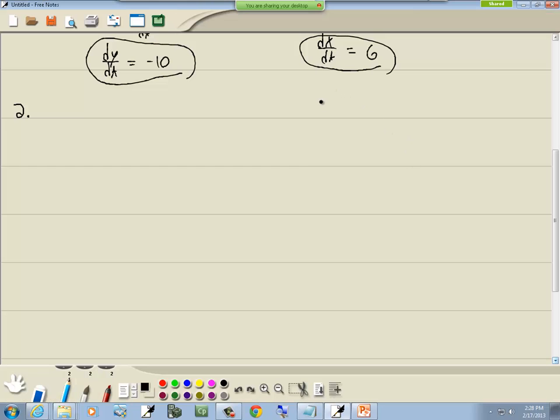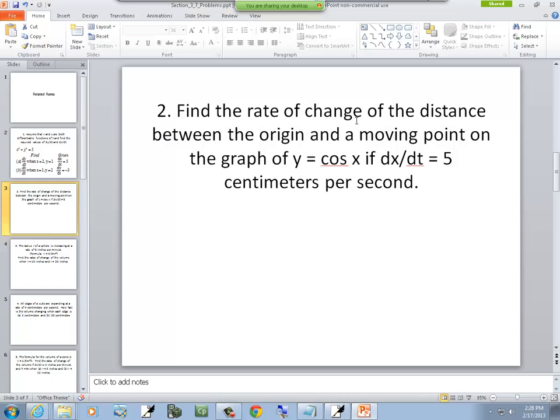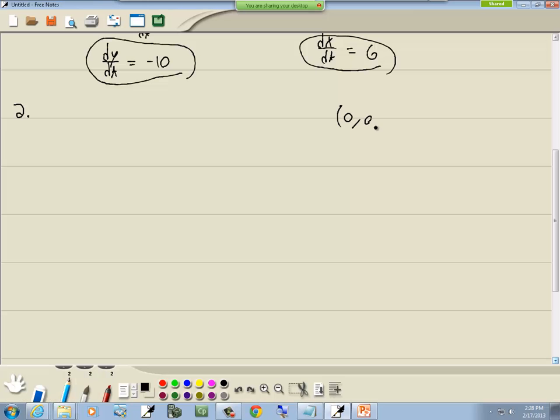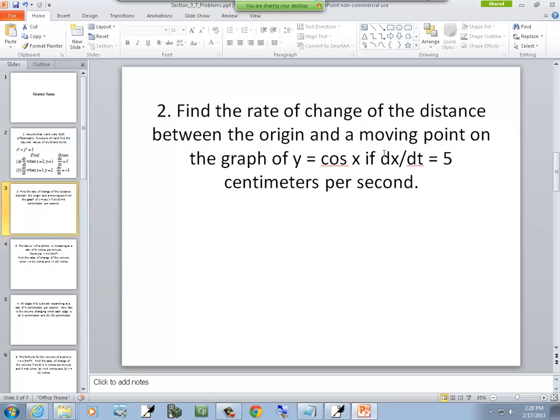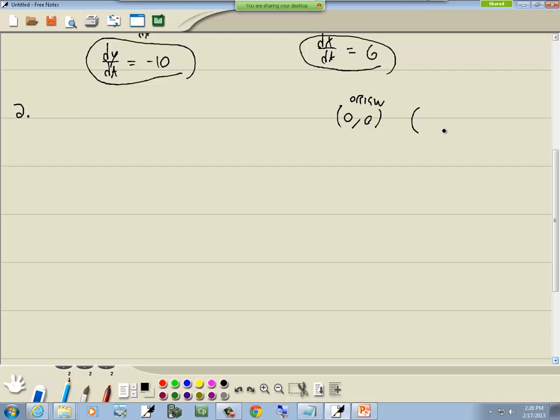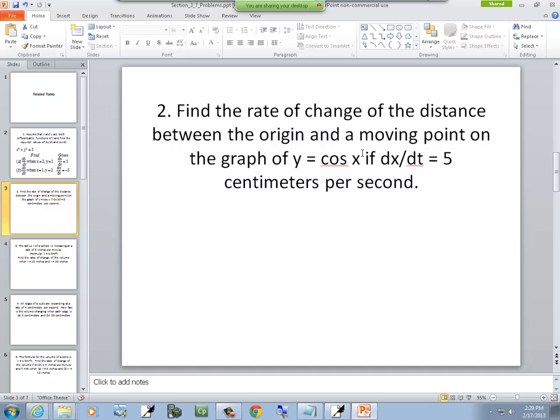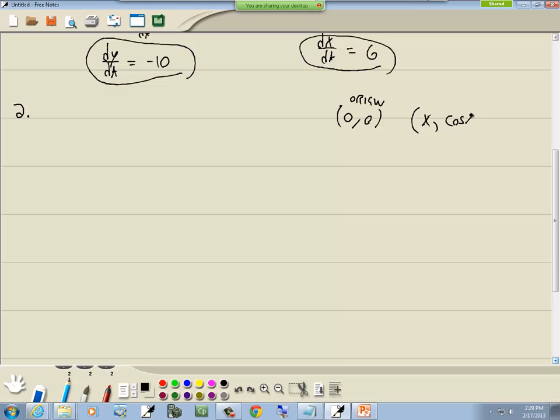Well, this is a distance formula. So we're going to have 2 points. Now our first point, between the origin, well, that's 0, 0. That's the origin. And then our second point. It says a moving point on the graph of y is equal to cosine x. Well, this first part is our x, and the second part is our y. Well, they tell us what y is. They say y is equal to cosine x. So we're going to have x, cosine x. And this is our moving point.